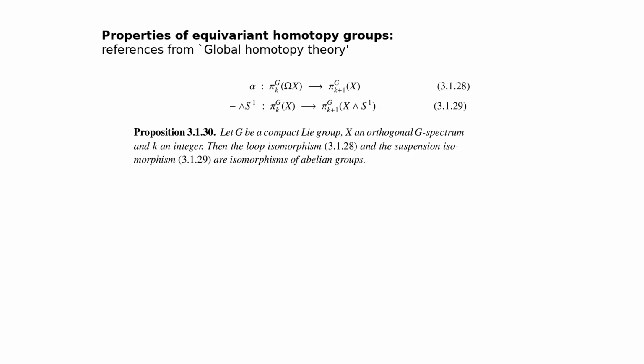So there is a way to loop an orthogonal G spectrum, which is pretty much just taking the loop space in every level. Technically, you post-compose the functor that is the orthogonal spectrum with the loop functor. Similarly, you can suspend with S1, so with a one-dimensional thing, by post-composing with the suspension functor. And then if you take equivariant homotopy groups of the looped spectrum or of the suspended spectrum, there are specific isomorphisms to the original equivariant homotopy groups, shifted down or up by 1 depending on whether you loop or suspend.